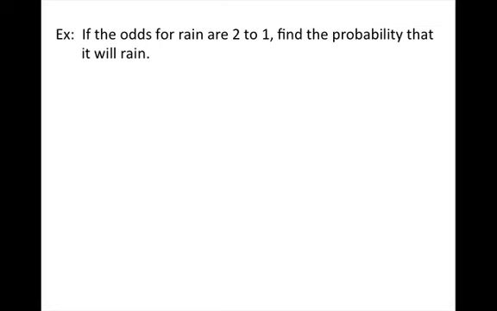So if the odds for rain are 2 to 1, find the probability that it will rain. This time my words match, so I'm going to use the first number over the sum. So the probability of rain is 2 over 2 plus 1, which is 2/3.